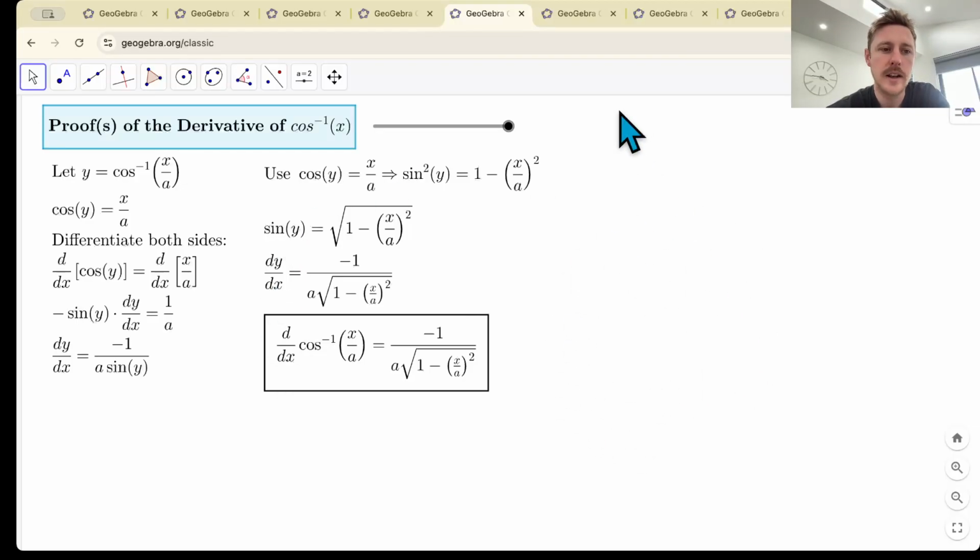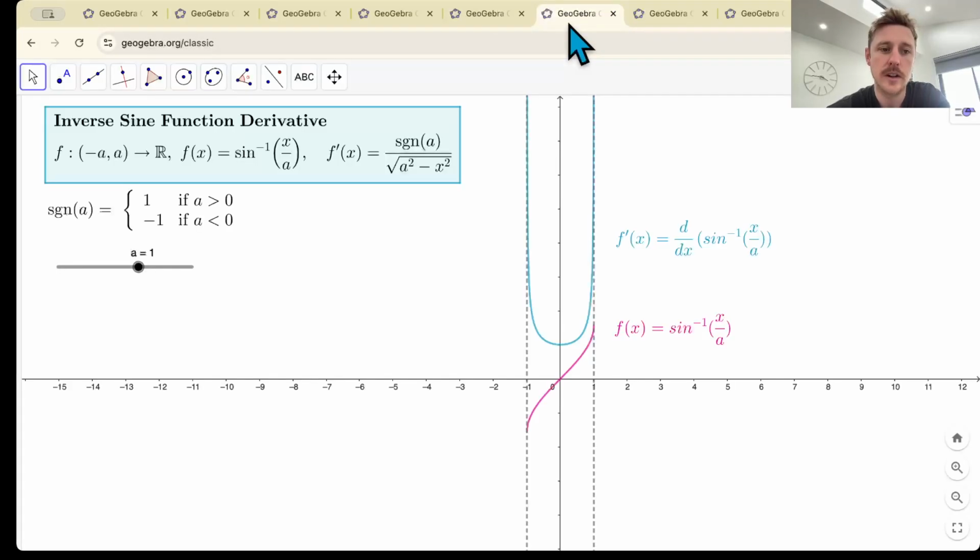All right, what we're going to do now is run through the derivative rules for sine, cosine, and tan. So here it is. So we say that the inverse sine function derivative for some function f that goes between negative a and positive a, and the function is inverse sine of x on a, then f dash is equal to sgn of a.